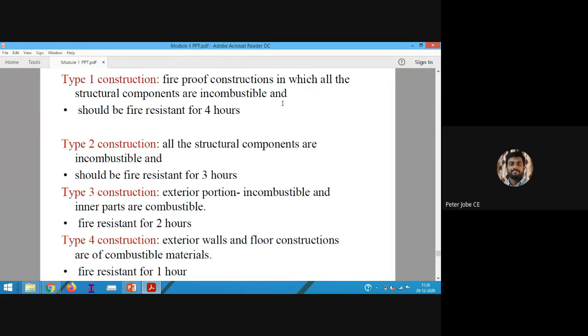So as the fire resistance time increases, we'll get more time to rescue the people from the building. That's why it is always preferred to use type 1 construction, where all the materials have a proper fire resistance capacity. But you need to notice that the cost of construction of such a building will be very high when compared with a normal building.